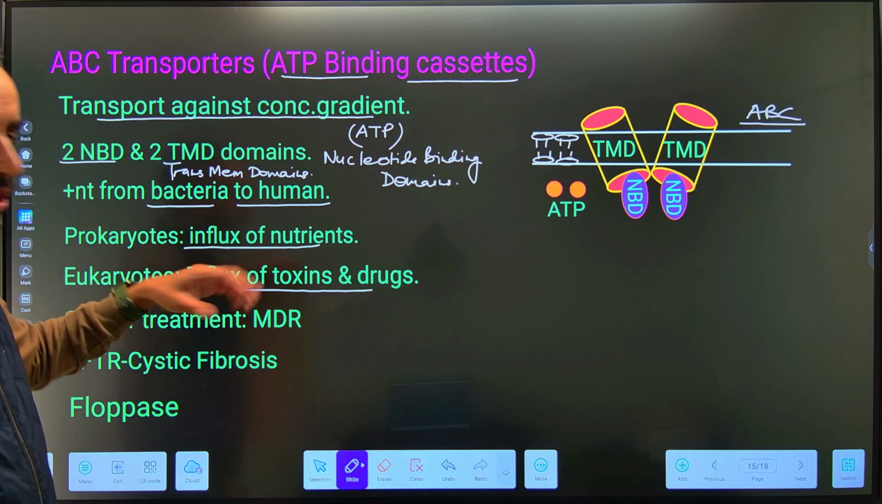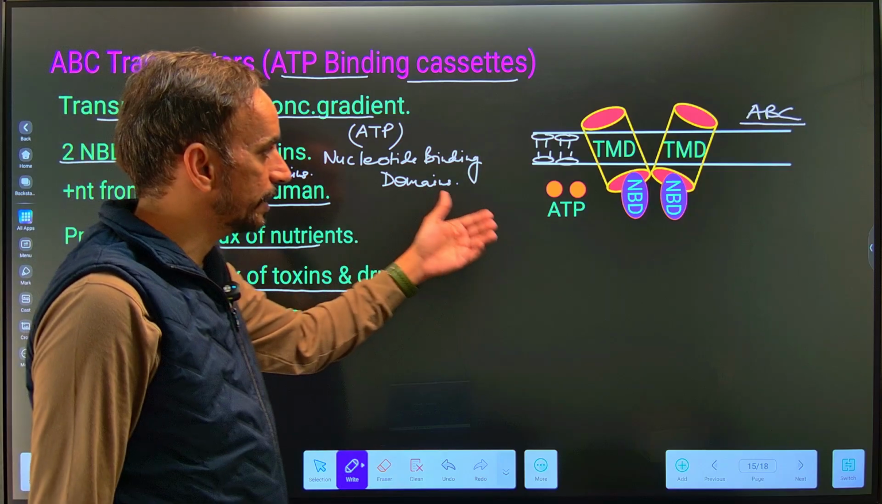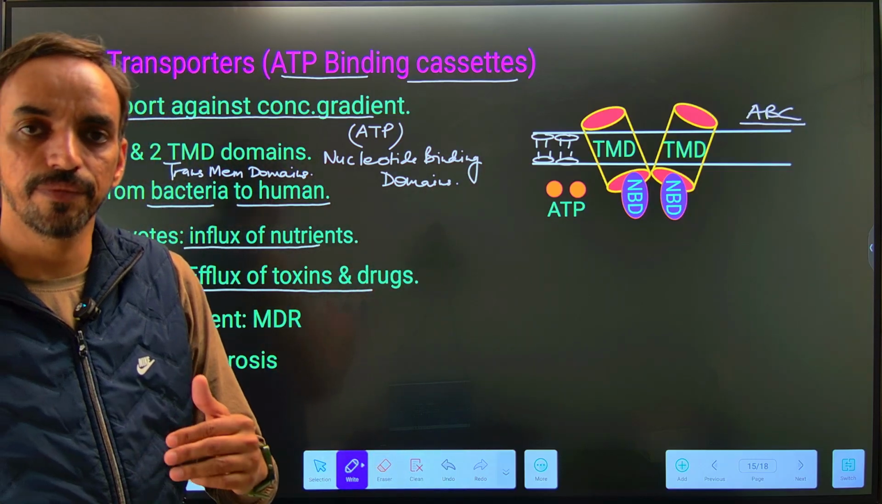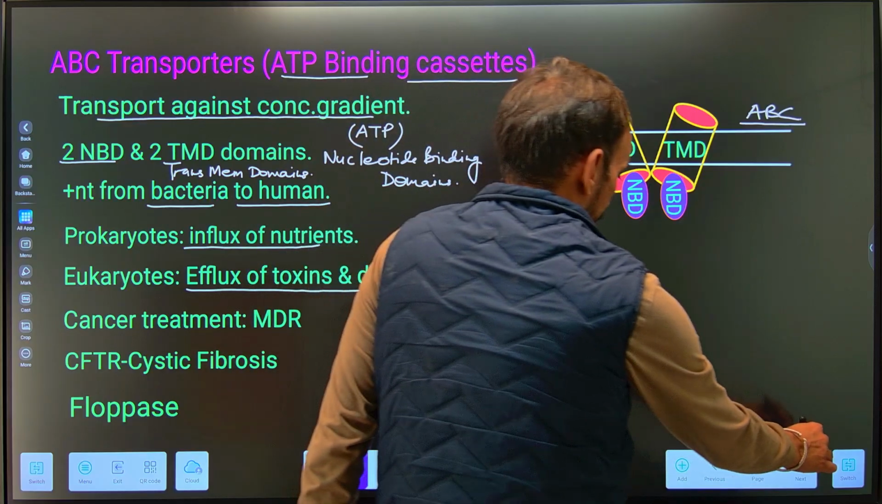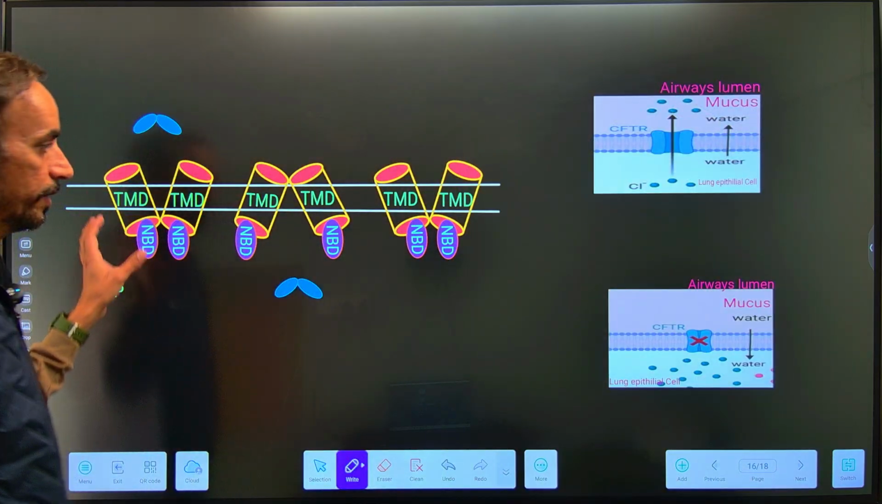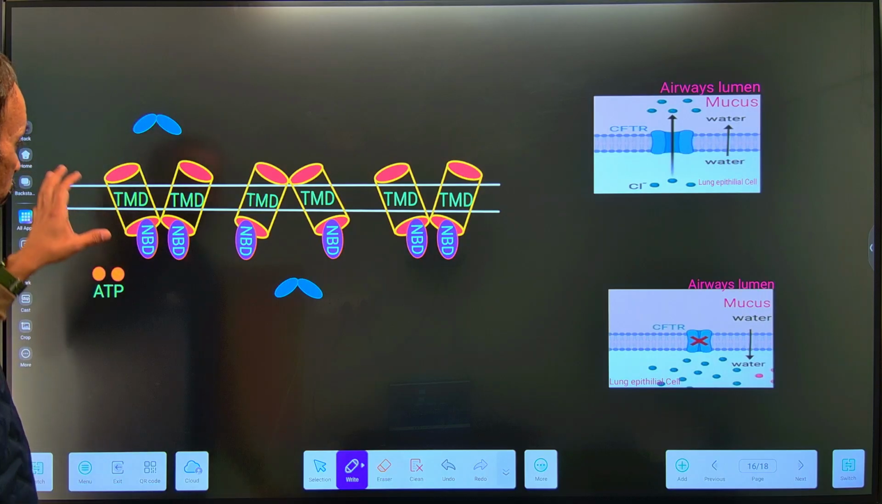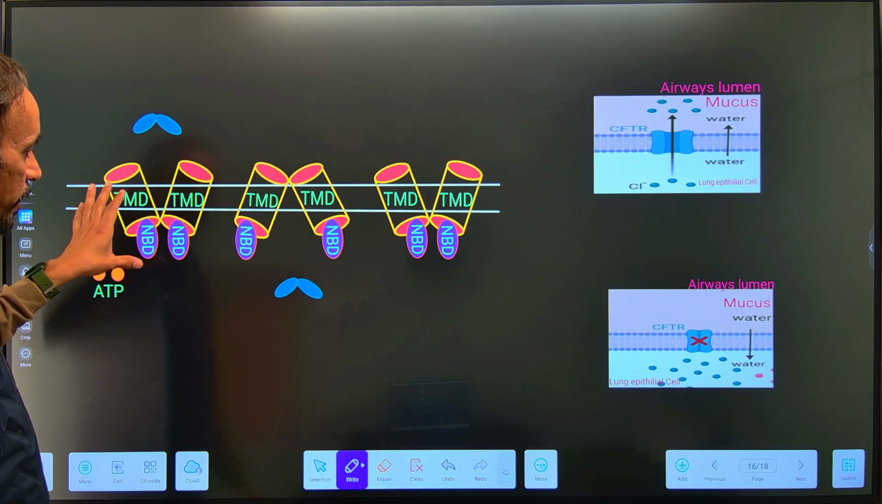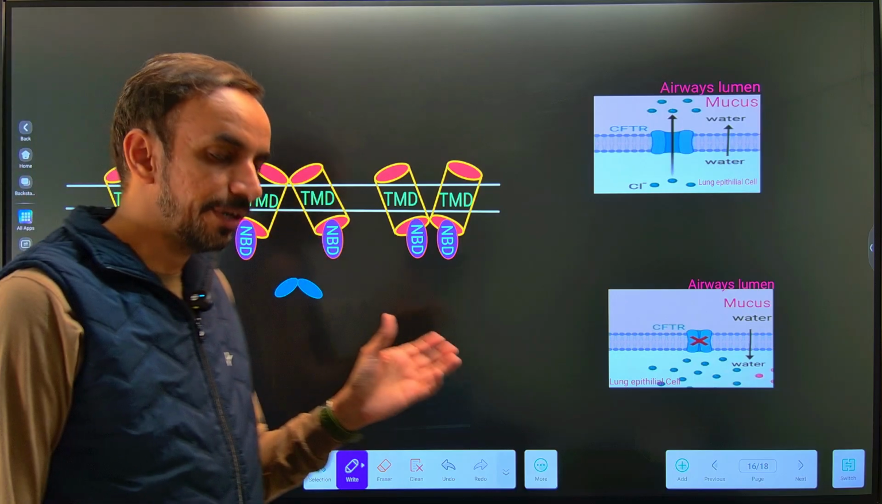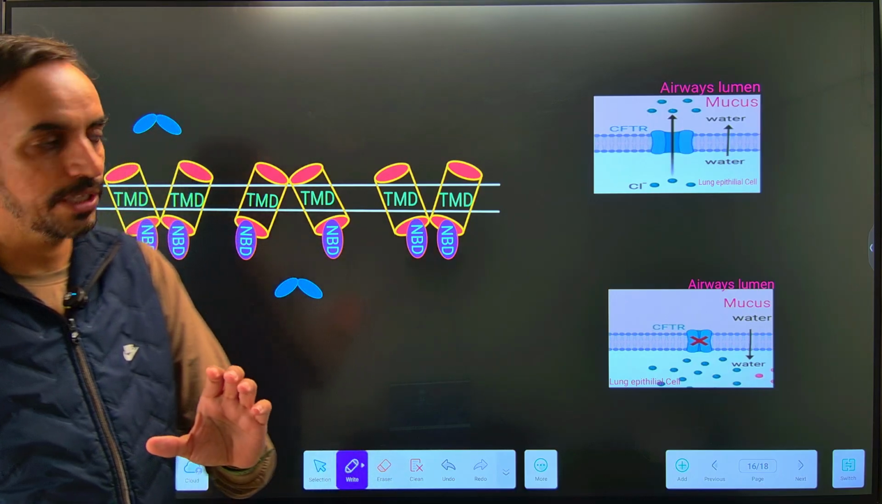Before seeing this process, let's see how this ABC class of transporter functions. Let's try to understand its function. So this structure is representing the different orientations of ABC class of transporters.